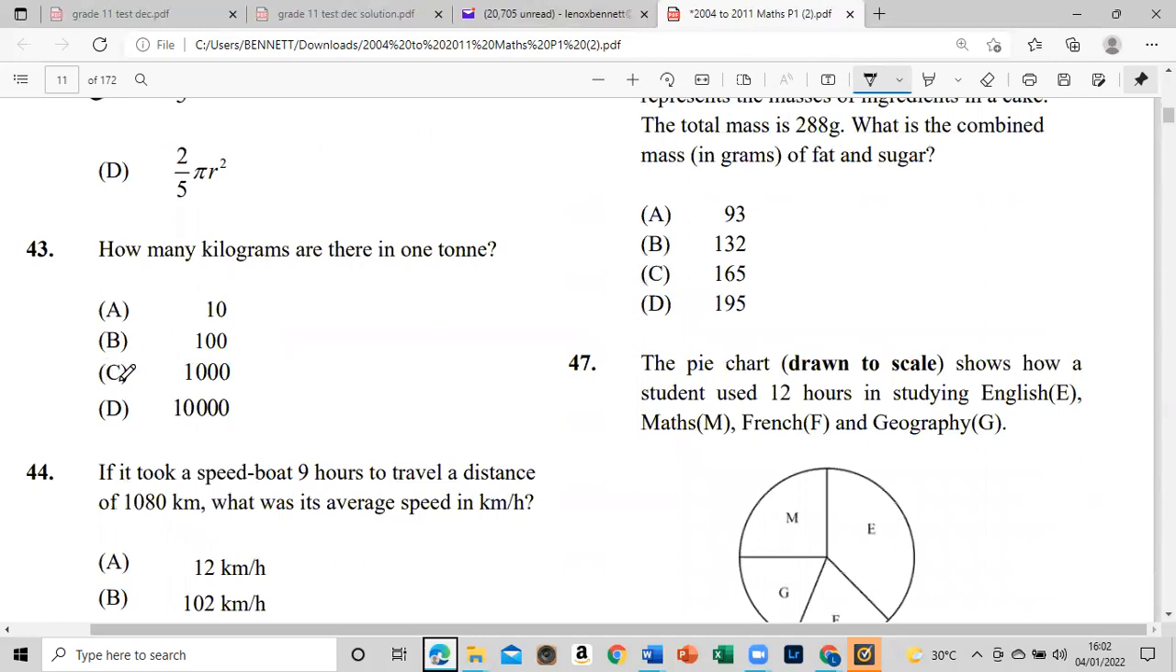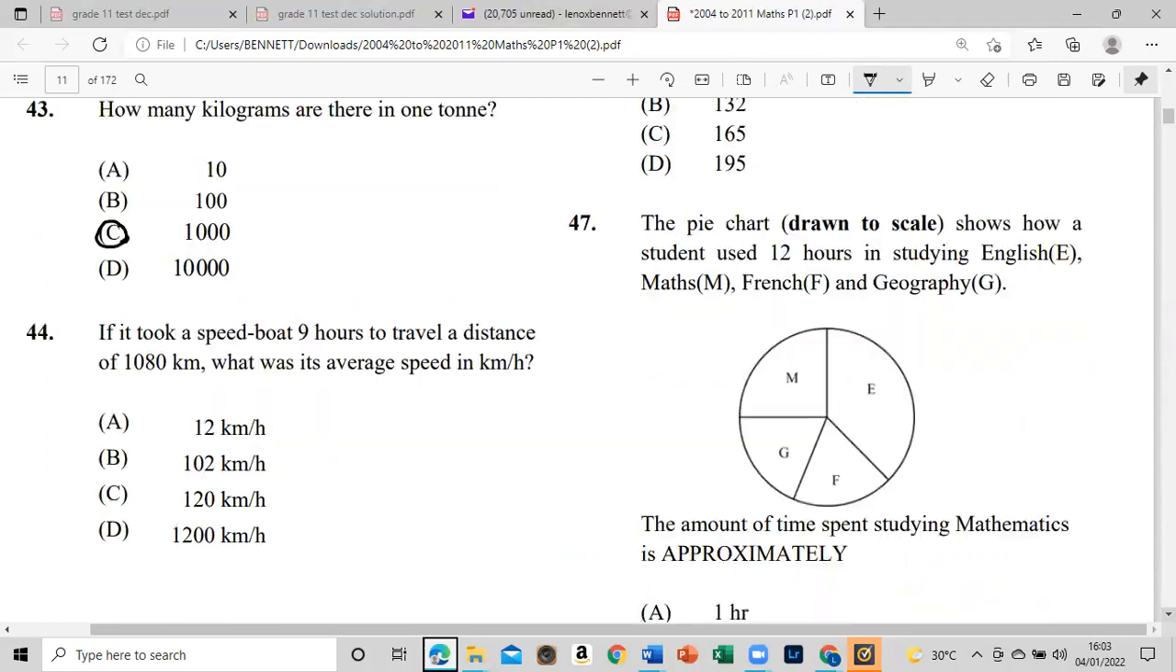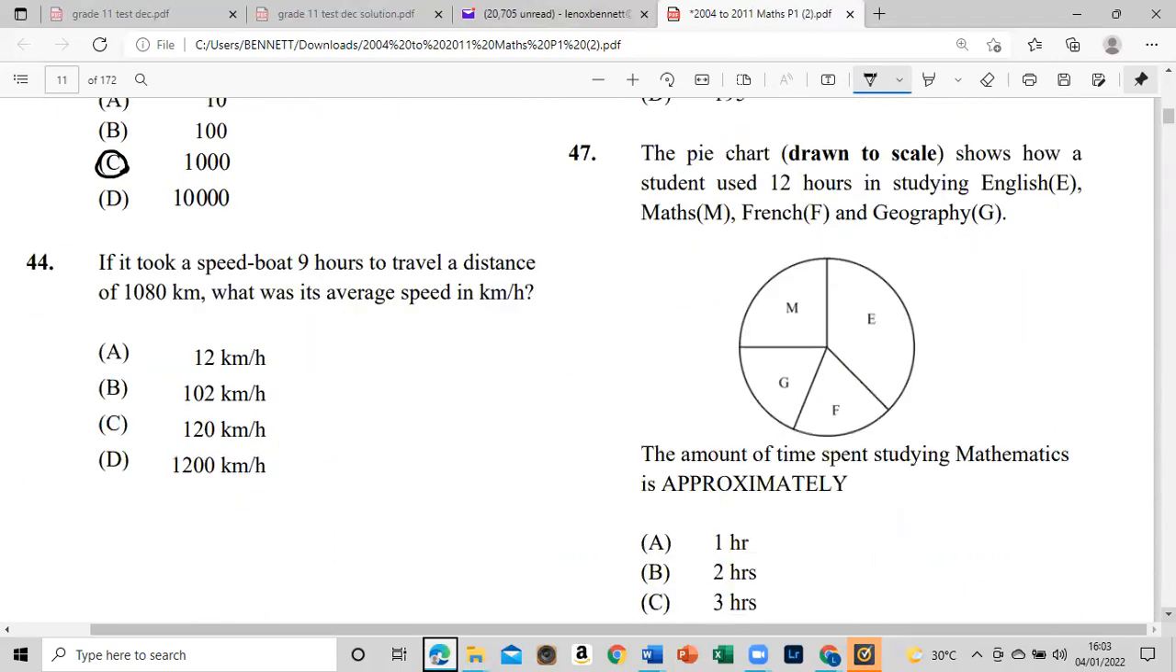How many kilograms are in 1 ton? If it took a speedboat 9 hours to travel a distance of that, what is the average speed, right? So we just divide. So it is 1, 0, 8, 0 divided by 9.